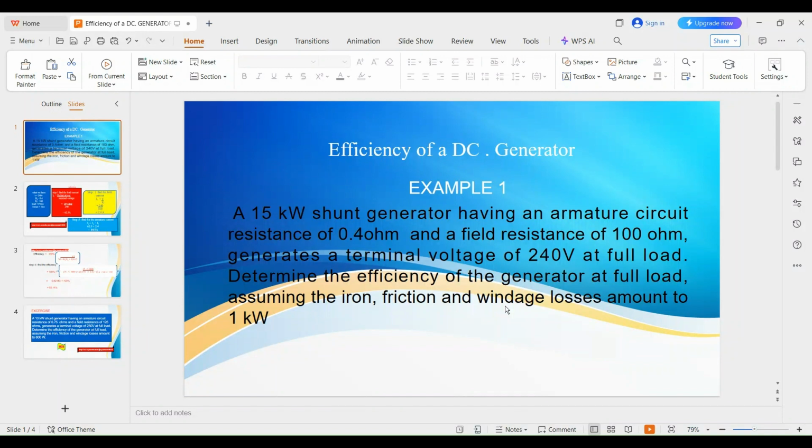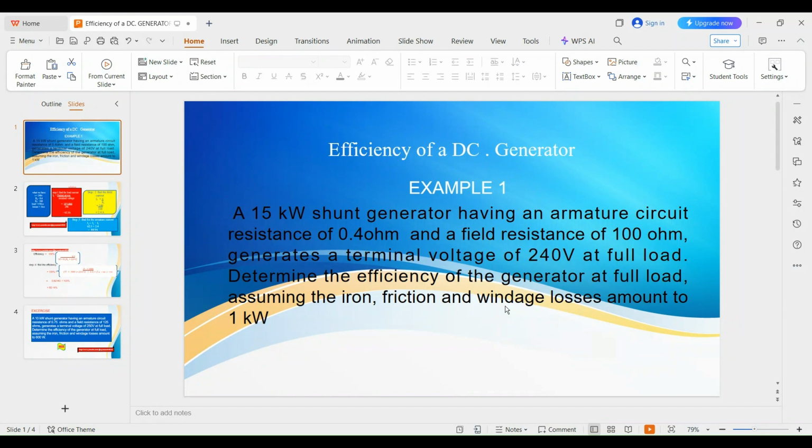Remember we said that the efficiency of a machine can never be 100%. This is because of the losses. There are some losses like frictional losses, iron losses and windage losses that occur as the machine rotates or is in motion.